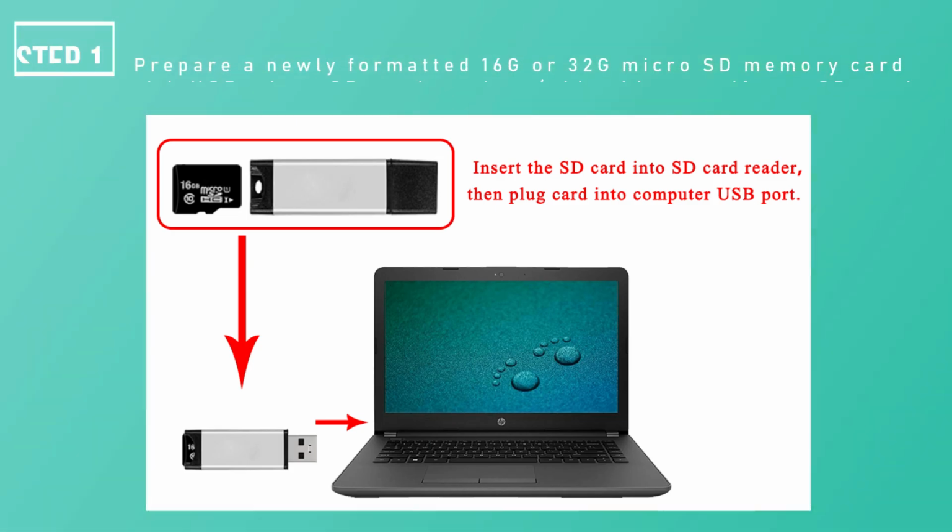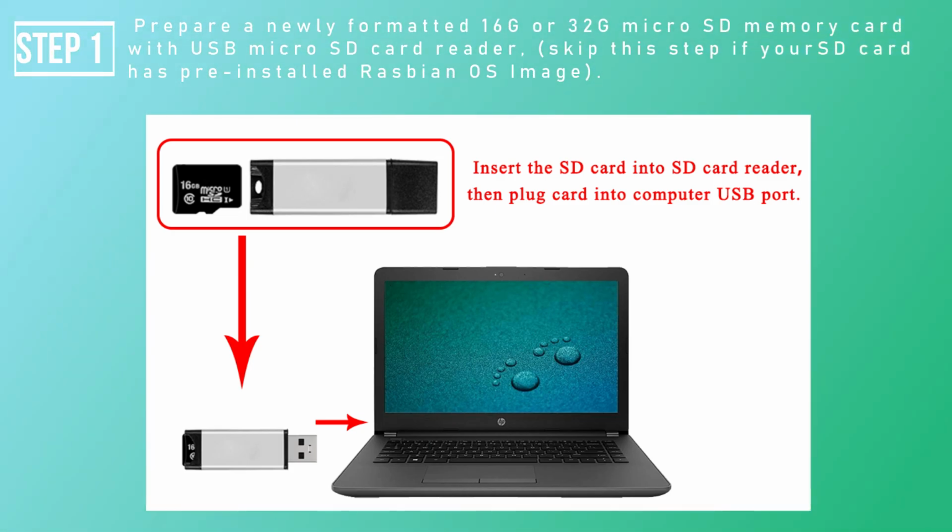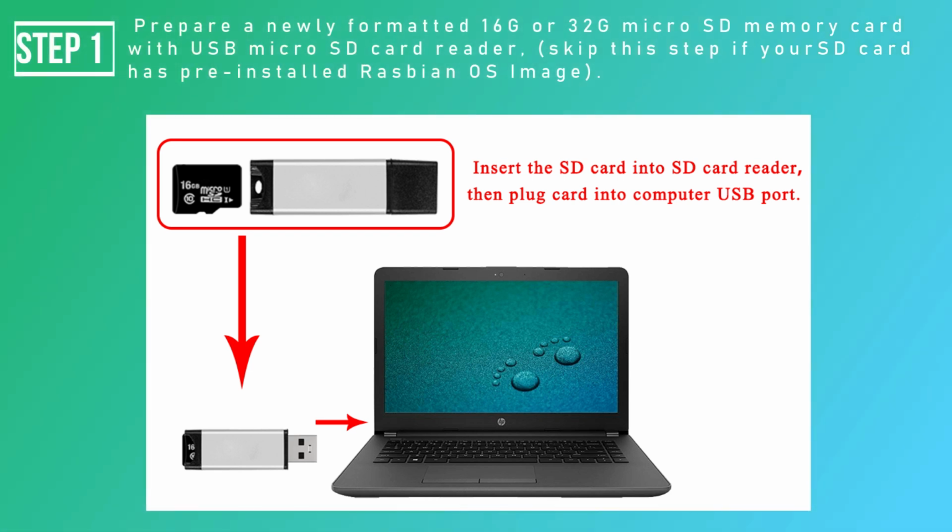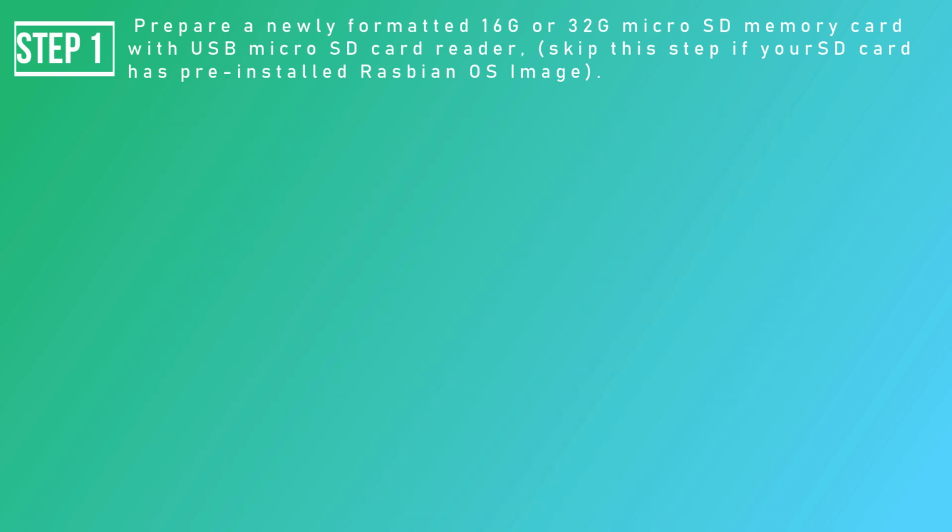Part 1. Step 1. Prepare a newly formatted micro SD memory card with a USB micro SD card reader. Recommended sizes are 16G, 32G. Skip this step if your SD card has a pre-installed Raspbian OS image.